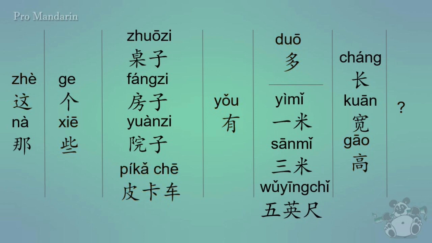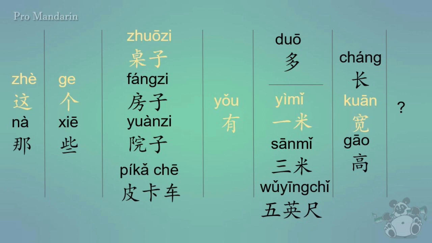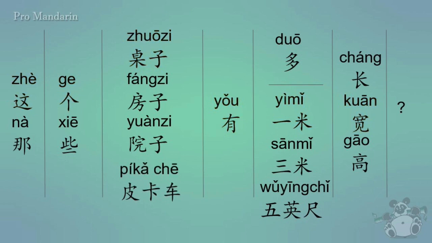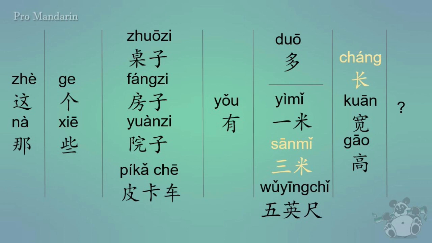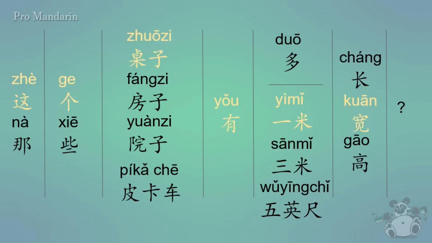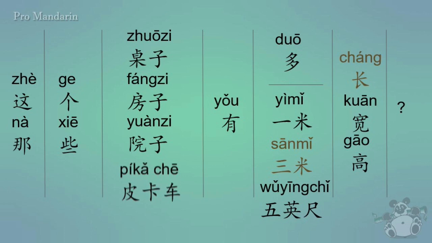Alrighty. And then how would you say, this table is 1 meter wide? 这个桌子有1米宽. Now, how would you follow that up with, and it's 3 meters long? So this table is 1 meter wide and 3 meters long. Just a little note, you could add in the word and, which is 和, but in this case you really don't need to. You can just follow it up with the next measurement. So how would you say that? 这个桌子有1米宽3米长.